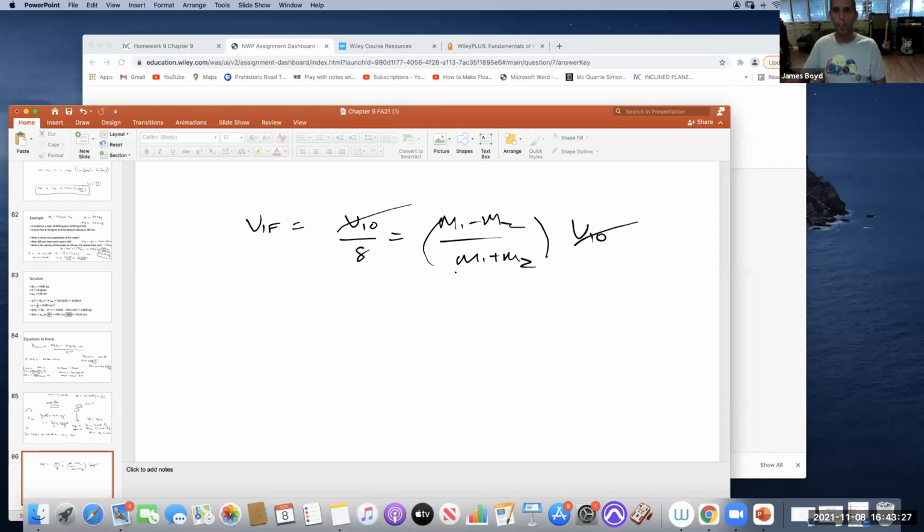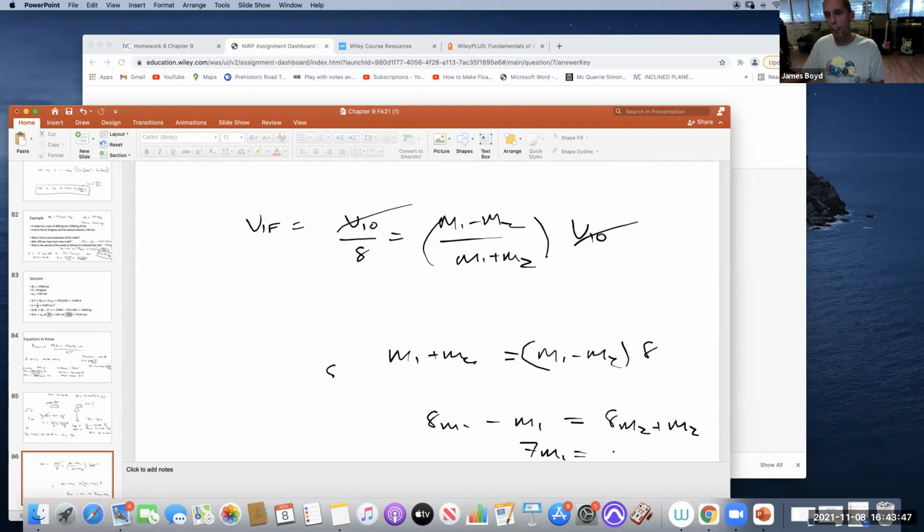And then you can find m1 plus m2 is equal to m1 minus m2 times 8, or 8m1 minus m1 is equal to 8m2 plus m2. So 7m1 is 9m2.